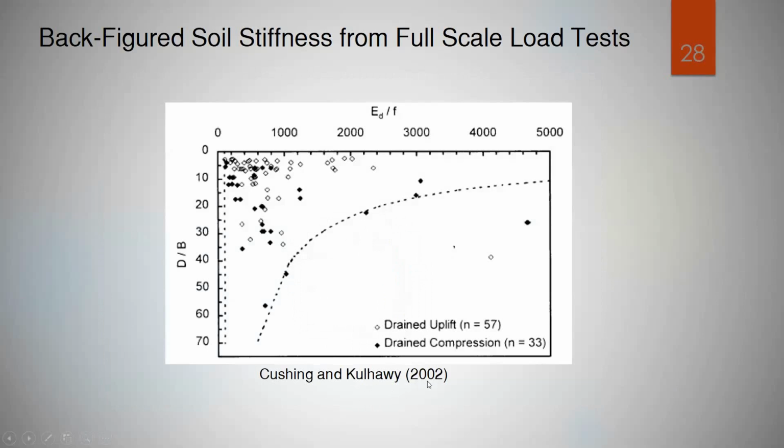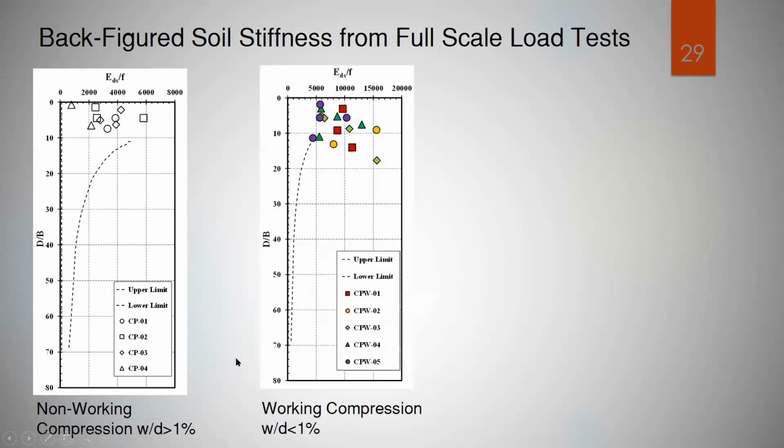Also, Kulhawy in 2002 provided another figure for E drained over unit side resistance versus depth ratio, also for uplift and compression, and presented the lower limit and upper limit. Here we put our data on the same figure, but the unit side resistance is classified based on the strain, which is the pile head settlement over diameter ratio. We take it as ultimate side resistance when the W over D percentage exceeds 1%, while for W over D less than 1%, we take it as a percentage of it.